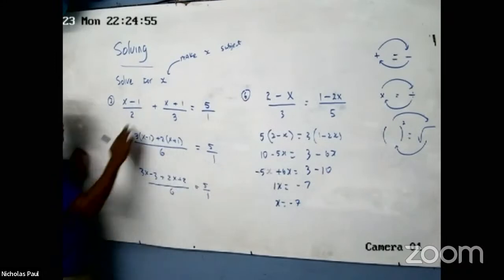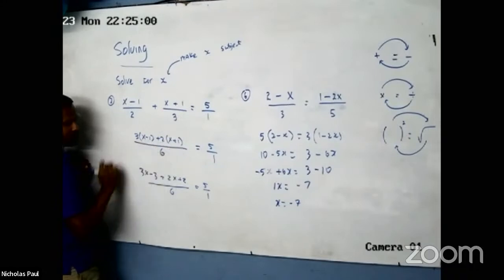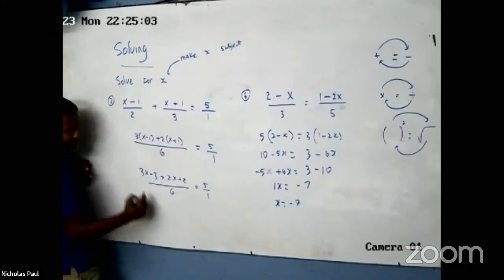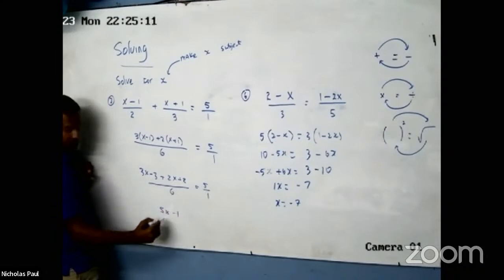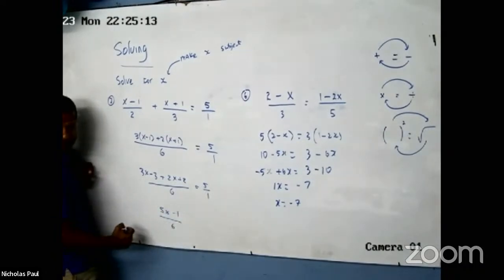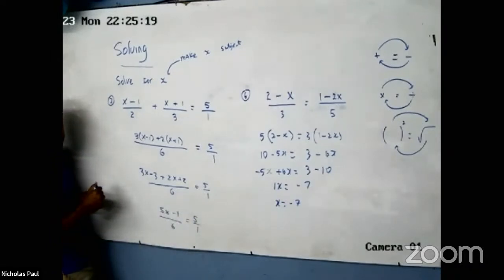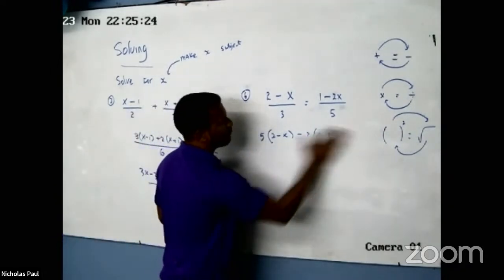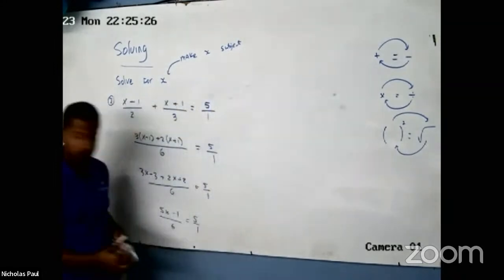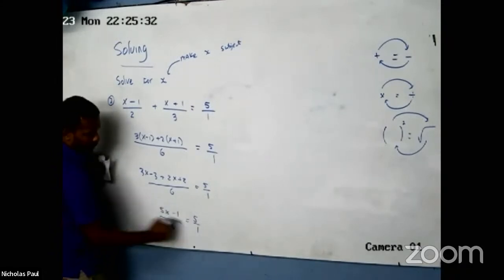2 by 3 is 6, 3 by this, 2 by this, and I bring down this side. Multiply this out. Now bring like terms together. 3x plus 2x, 5x, minus 3 plus 2, minus 1, all over 6 is equal to, what are we going to do now, Karen, when I reach underneath there? Very good. Cross multiply. So I'll multiply this by this and this by this. So I'll get 1 by this.